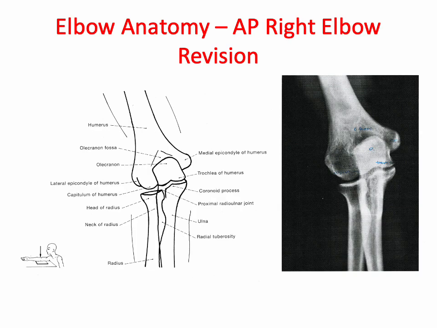So on an AP radiograph of the right elbow, we've got the distal humerus, olecranon fossa, which accepts the olecranon of the ulna, medial and lateral epicondyles. We've got the radial head and neck. We have the ulna here and the coronoid process.